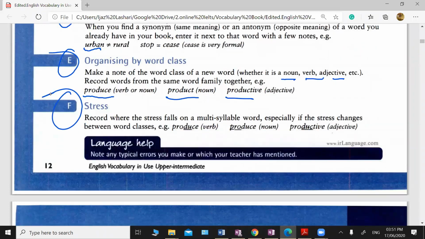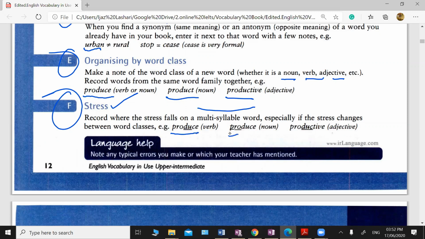When you study vocab, look at the stress pattern of the words. Record where the stress falls on a multisyllable word. If the word has more than one syllable, look at the stress, especially if the stress changes between word classes. For example, here the word is produce. The stress is on du. Produce. It's a verb. But look at the next one.